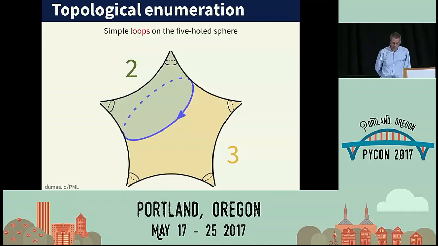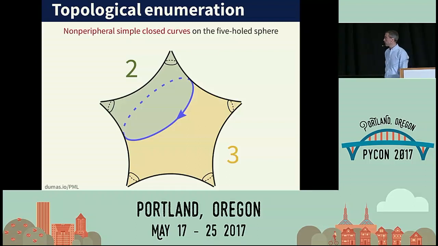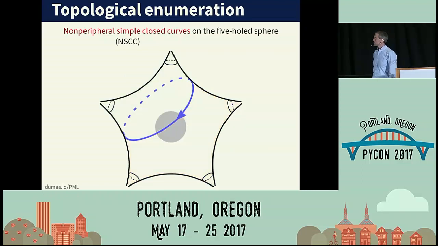I mean, the truth is, you could do this for any of the other types. The 2-3 case is the one that leads to the most interesting mathematics, and so it's the one I'm going to concentrate on. So bearing with me on that, I should tell you that these curves have a name. They're called the non-peripheral simple closed curves on the 5-hole sphere, and I might abbreviate that to NSCC from now on. Okay, so that's what we're enumerating.